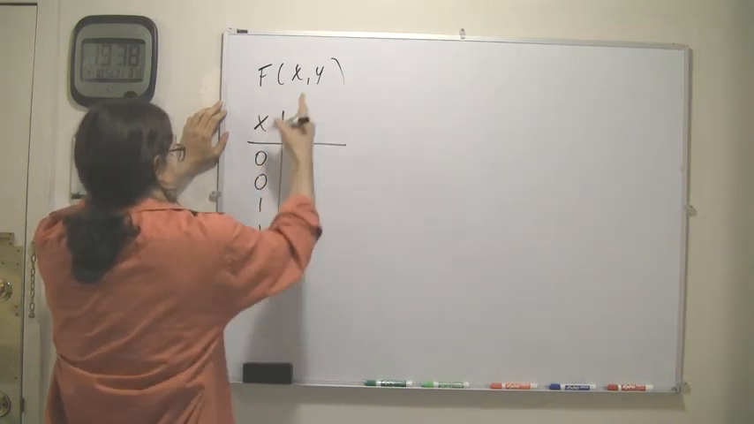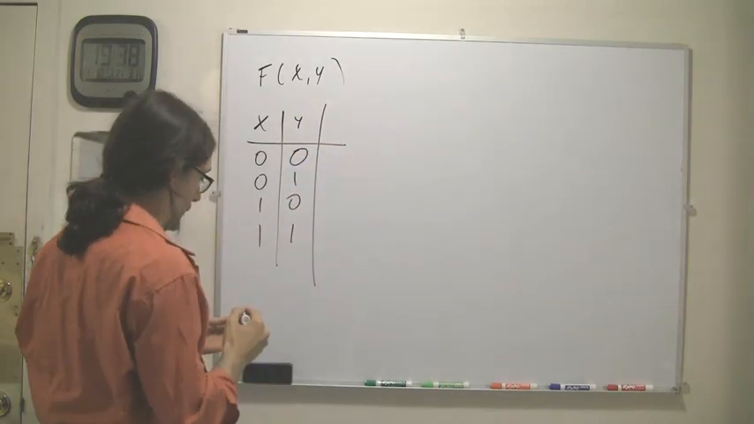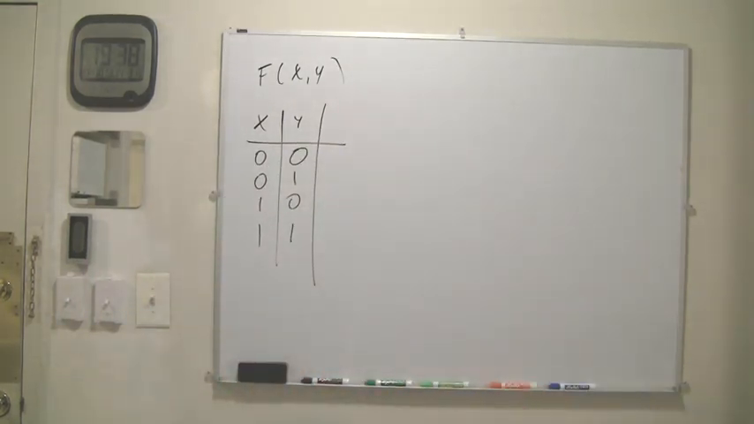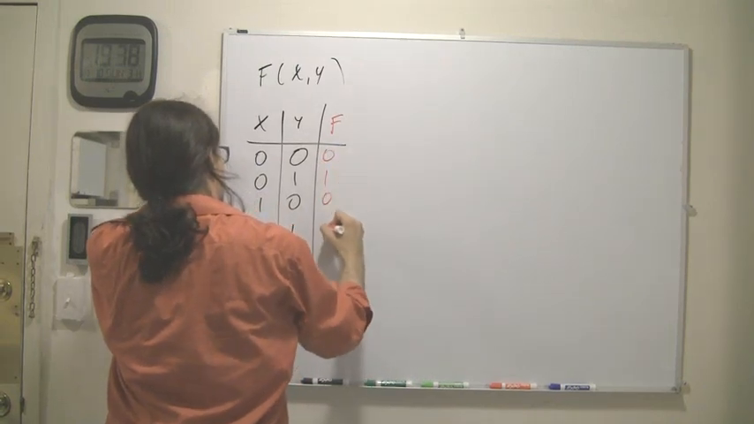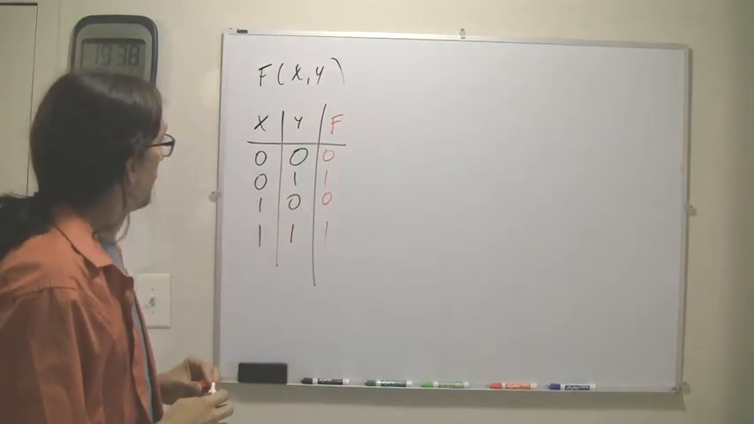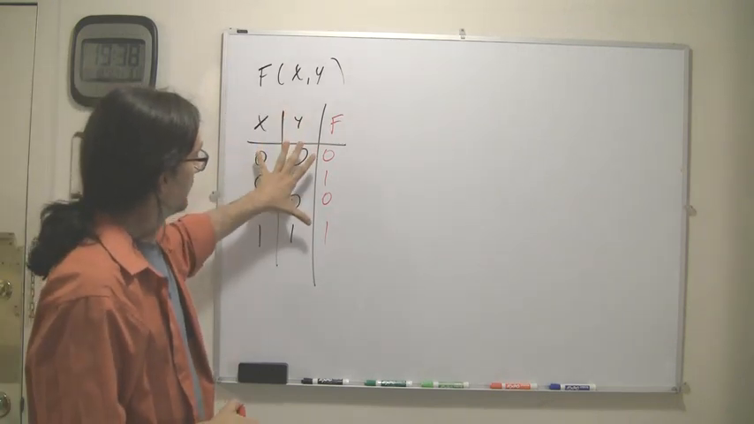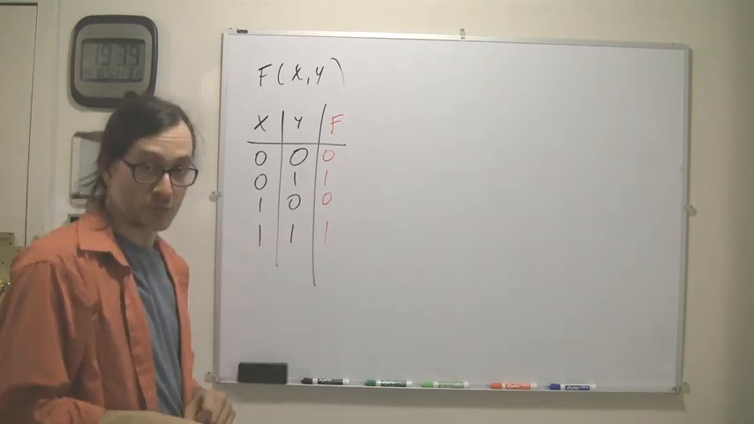And of course, since f is on two variables, the truth table has 4 rows. And I'm going just to fill this truth table with some values. Okay, now how do we get from this to some expression in Boolean algebra that has precisely this truth table?